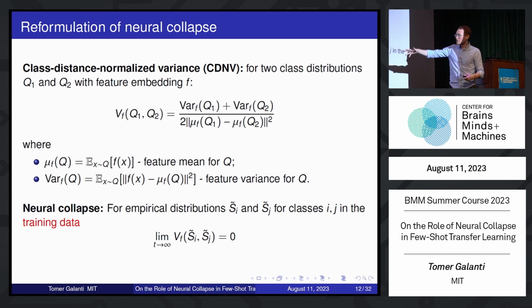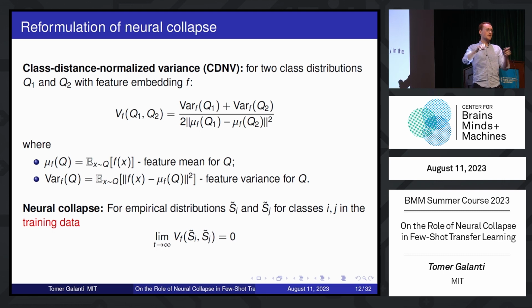And our notion of neural collapse would be that when we train the model on the source data set, then the normalized variance would go to 0 during training. So during training, the samples tend to cluster in the embedding space, and it's very nice.